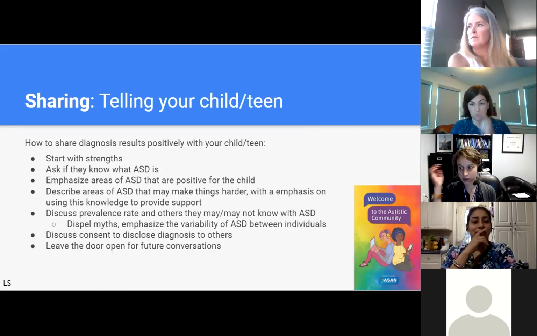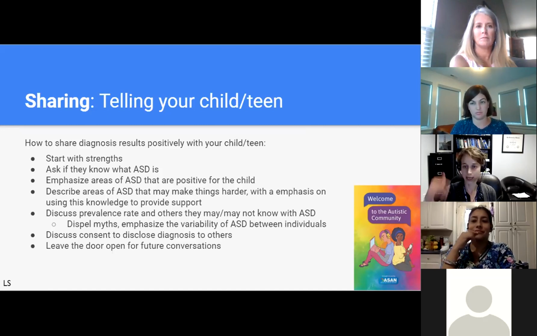So when I share this information with kids and teens, I always start first with strengths. So we got to know you today and we found out you're really good at some stuff. For example, I recently saw a kid who's amazing at space, knows everything there is to know about it, and it's a real strength that they have.